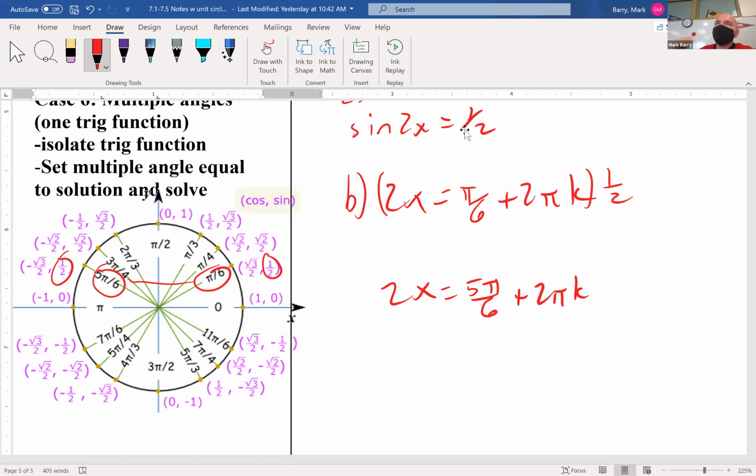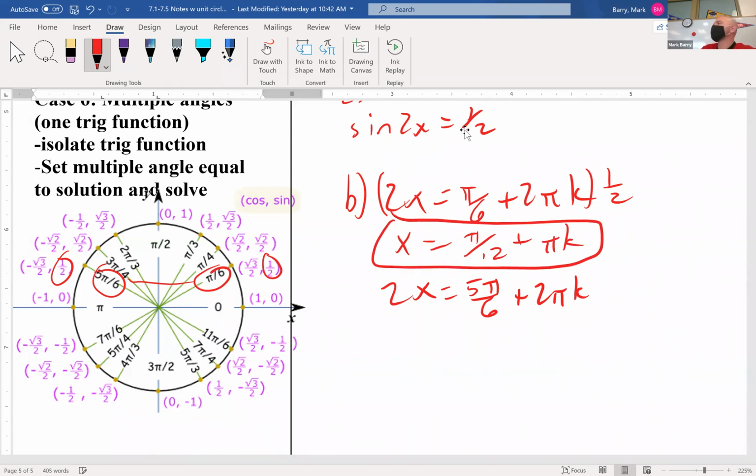And I just do that because we have some fractions in there, correct? So it's kind of easier to do it multiplying by 1/2 than dividing by 2, even though they mean the same thing. So 2x times 1/2 is just x. Pi over 6 times 1/2 is pi over 12. 2 pi k times 1/2 is just pi k. So my first formula is going to be pi over 12 plus pi k.